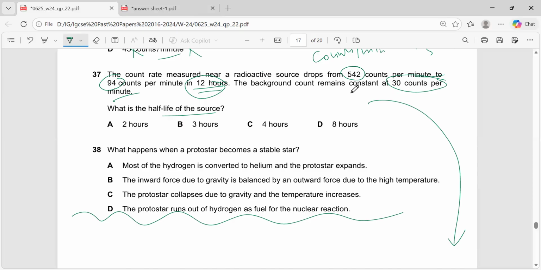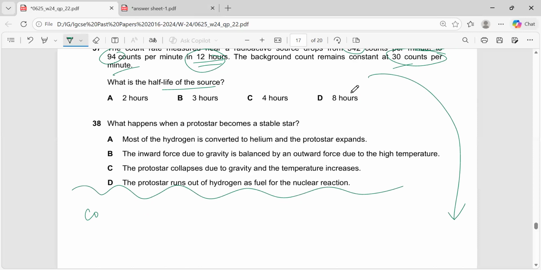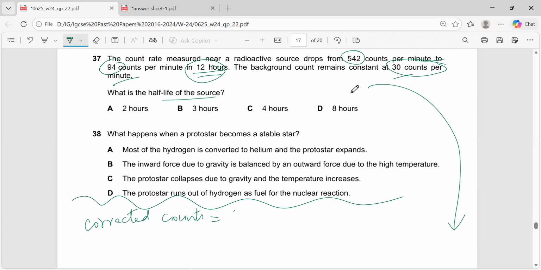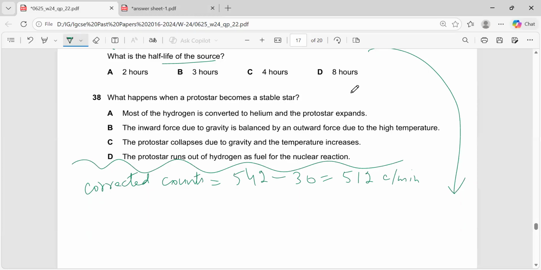Now, what is the initial value? 542. Background 30. So first of all, we need to get, always we are doing the same thing, corrected counts. How much are they? 542 minus 30. So it is 512 counts per minute. And after 12 hours, how many are left? 94. Now what to do? No problem. Let's start solving it.